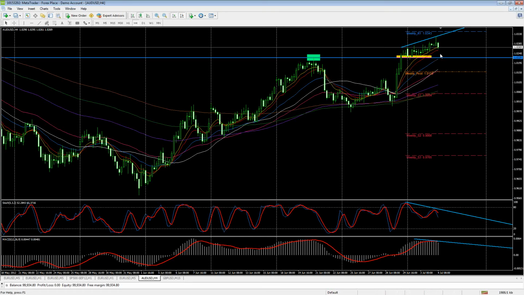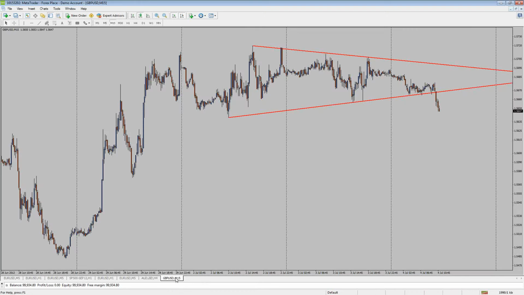Okay, we still need to see how the Aussie dollar reacts to the channel that I showed you earlier. That's one thing I wanted to show you before we start. And another thing I wanted to show you, I remind you, I mentioned yesterday that the pound dollar is consolidating.